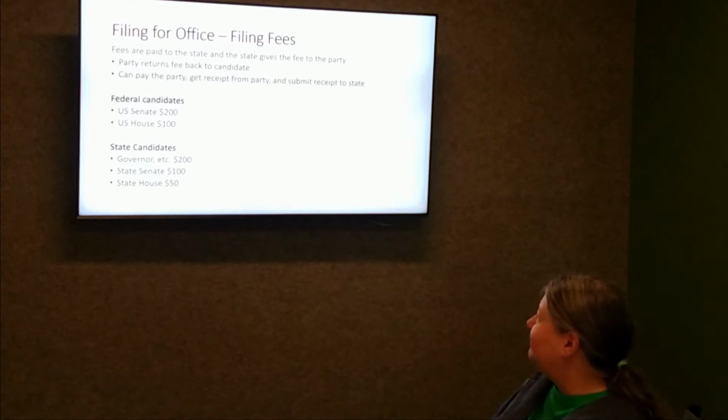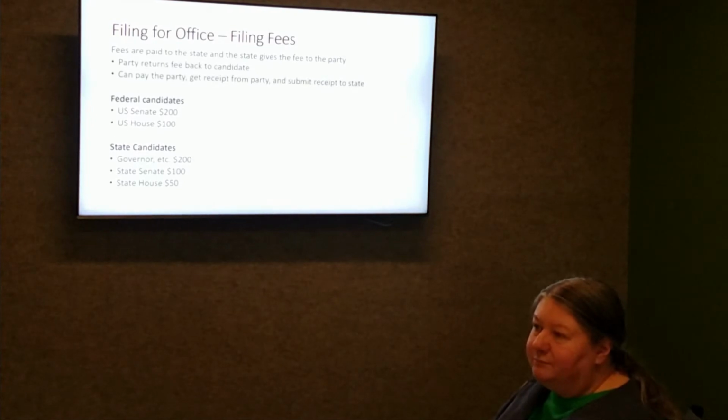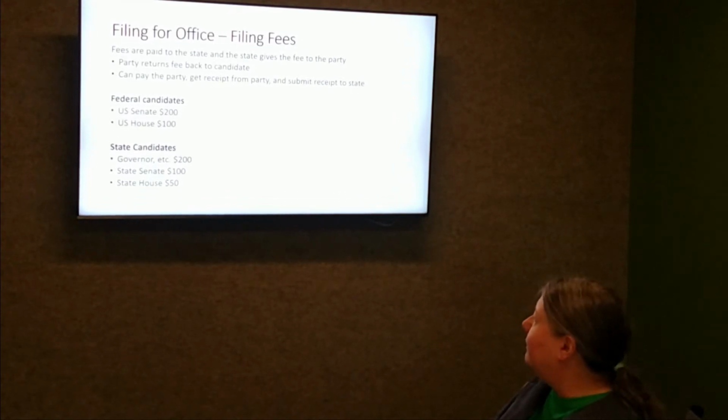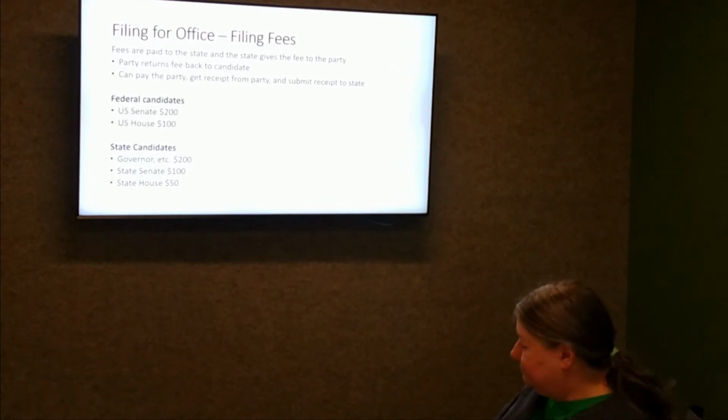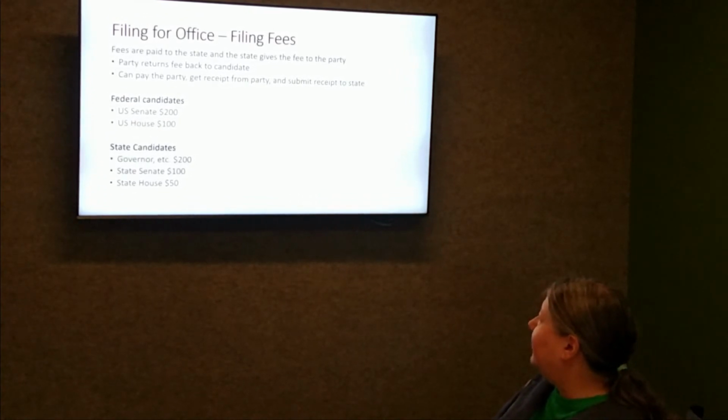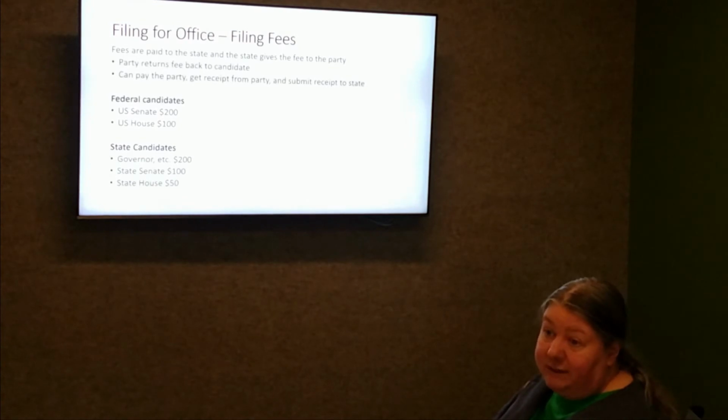What's it gonna cost me to file? There are filing fees. For the US Senate and House, it's $200 and $100 respectively. Governor and anything at that level, so Secretary of State, Lieutenant Governor, and so on, are $200. State Senate $100, State House $50. So this is why it's a good idea to have your campaign account already open.